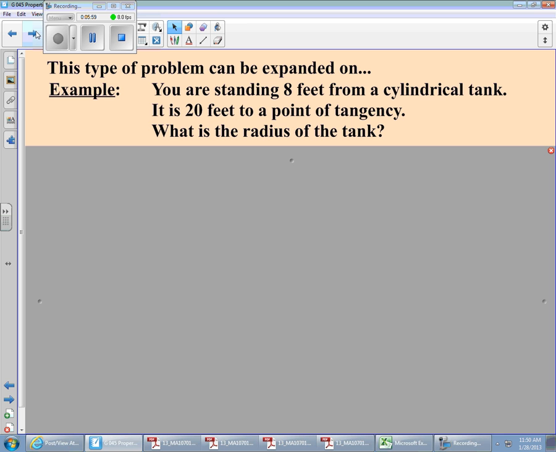Okay, let's look again. This is where the problems start to concern me right here. If they gave us that last problem, I wouldn't have any concerns about that. I would say that anybody that has any idea of what they're doing would be able to work that problem. What concerns me would be something like this. Okay, you're standing 8 feet from a cylindrical tank. It is 20 feet to a point of tangency. What is the radius of the tank?